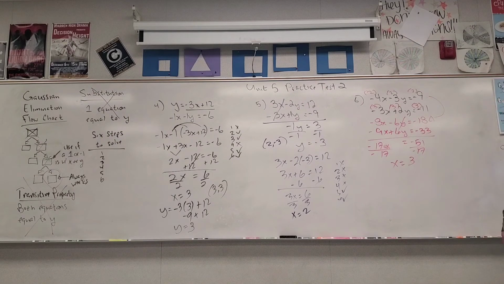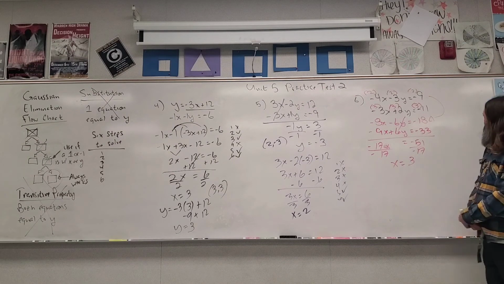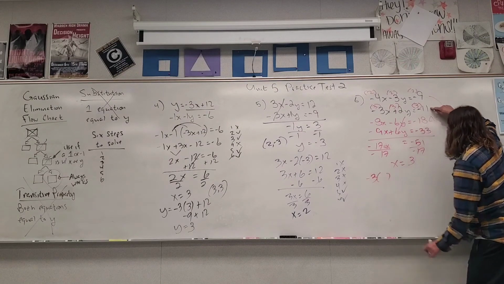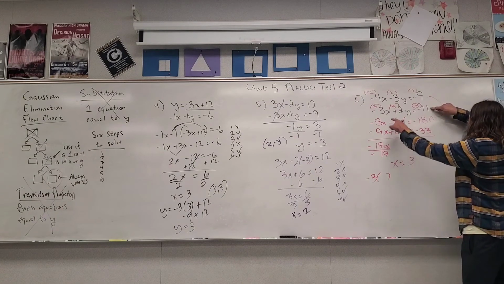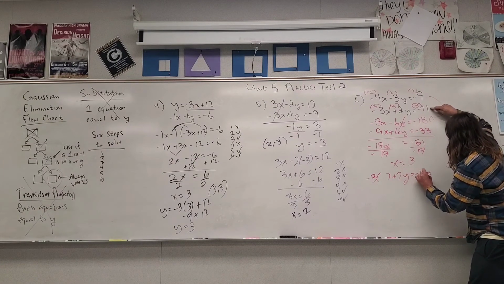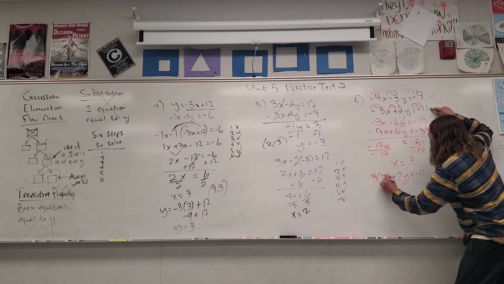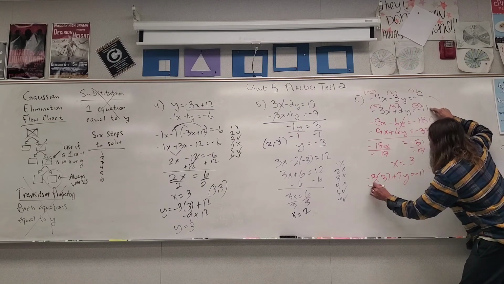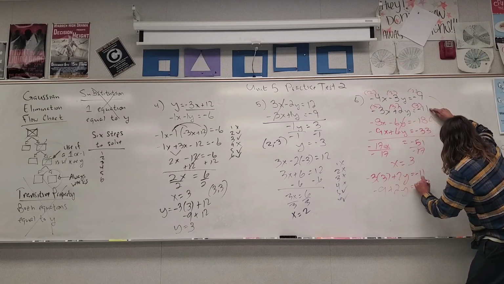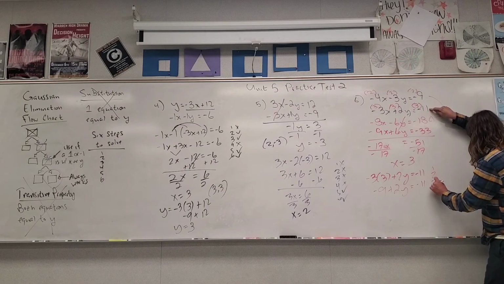I like the bottom equation, the numbers are smaller, so I'm going to plug into here. Minus 3, parentheses for x because I know what x is, plus 2y equals negative 11. Here goes my 3. 3 times negative 3 times 3 is my negative 9. Negative 9 plus 2y equals negative 11, and I can go through my 6 steps.